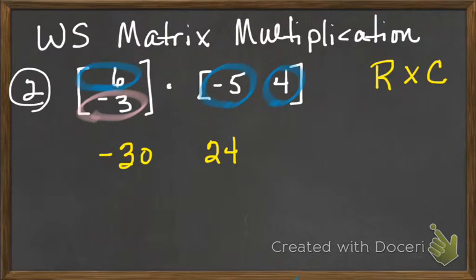So -3 times -5 is positive 15, and then you do second row times second column, -3 times 4 is -12. And then this would be your answer.